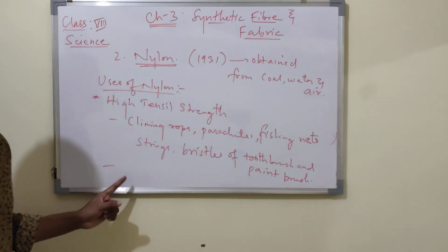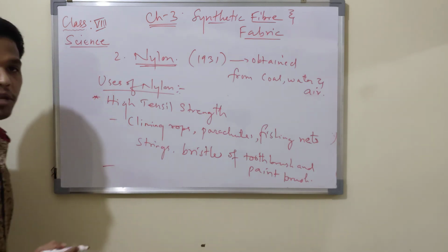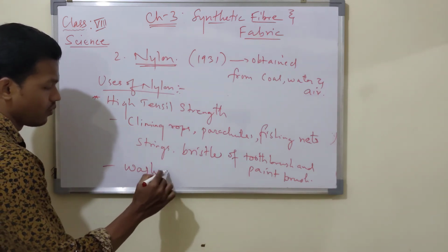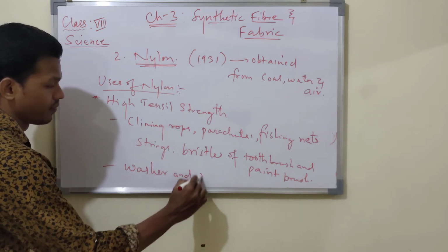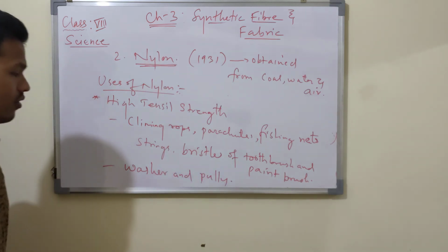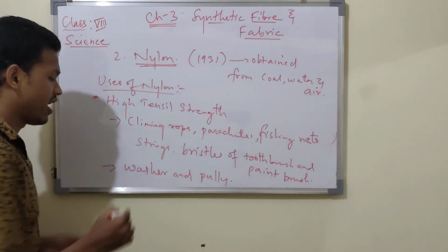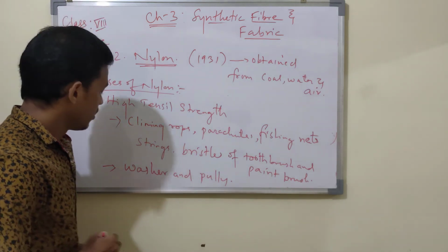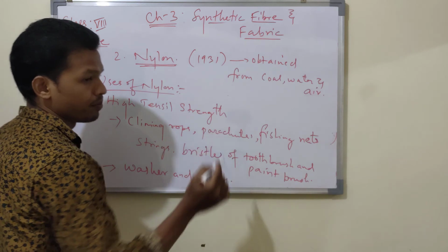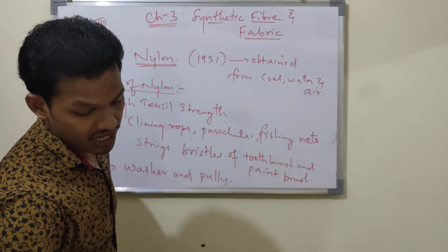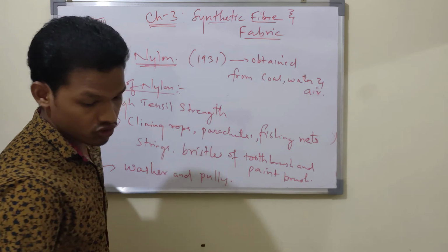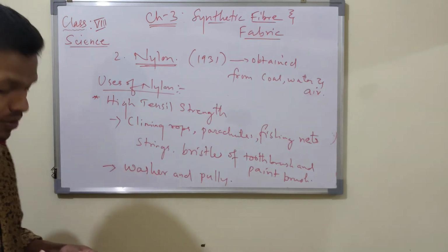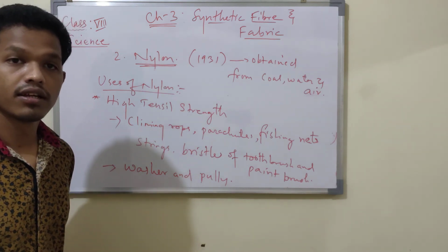Nylon is also used as a plastic for making machinery parts, that is, washers and plastic pulleys. In automobiles you will find washers and pulleys. Nylon is also blended with wool for making socks, carpets and suits.